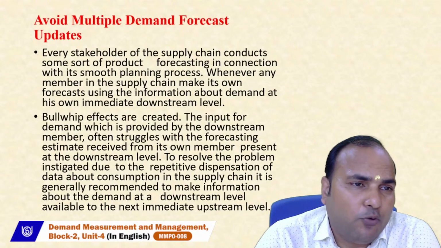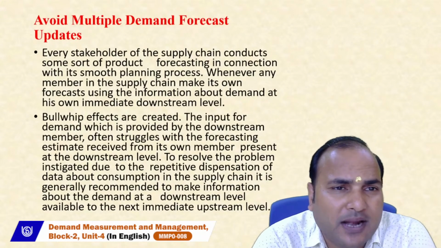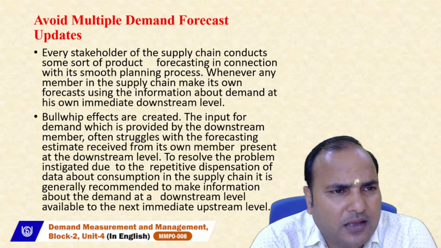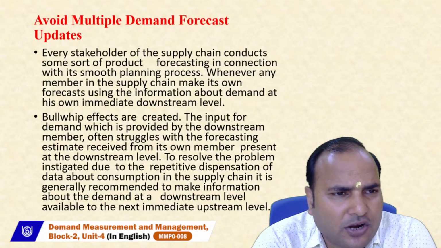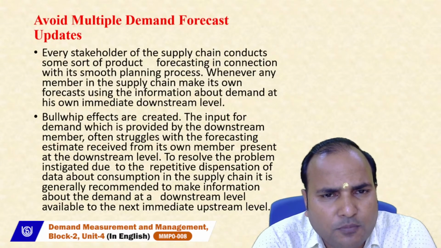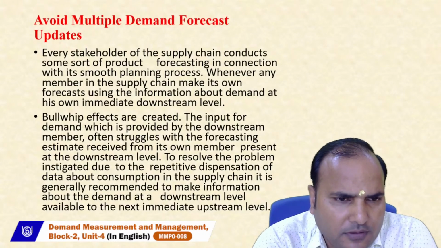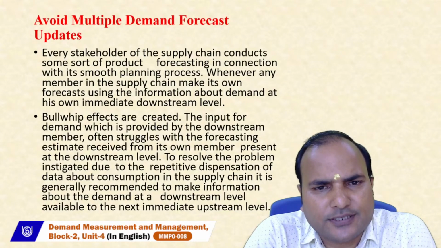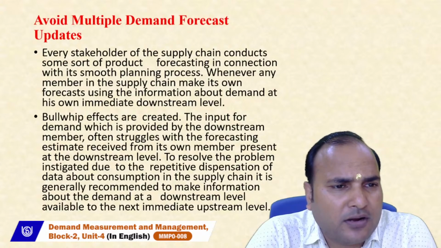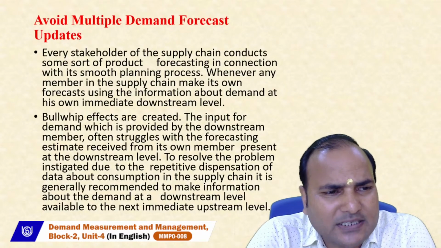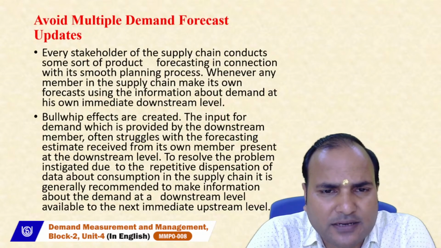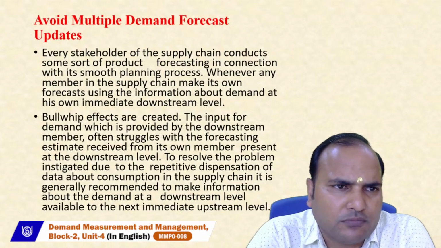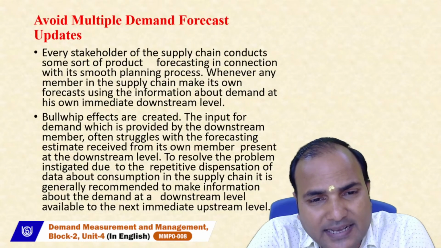Then, how can we avoid the multiple demand forecast updates? Every stakeholder of the supply chain conducts some sort of product forecasting in connection with the smooth planning process. Whenever any member in the supply chain makes its own forecast using the information about the demand at its own immediate downstream level, then bullwhip effects are created.